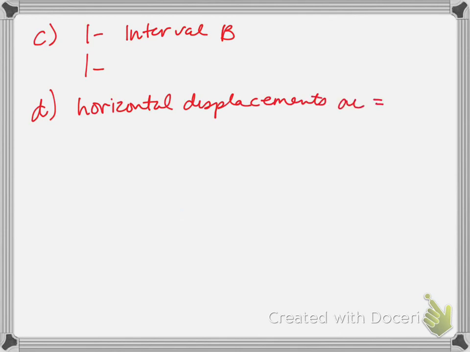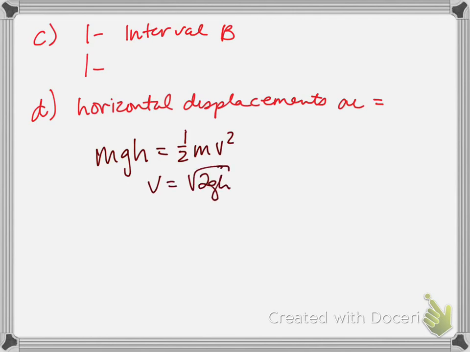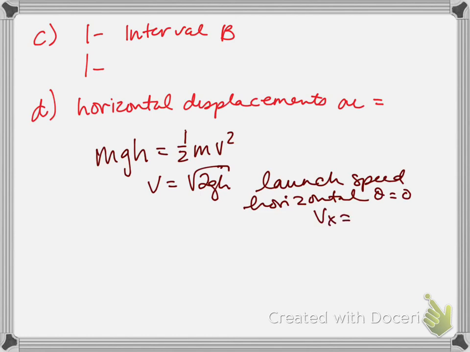Since they both fell from the same height, we use conservation of energy there. We know that their final speed is equal to √(2gh). So we know that each of their speeds are the same when they're launched. So this is launch speed. And they're both horizontal, the projectiles, so theta equals 0. So then we can say their Vx's are equal.